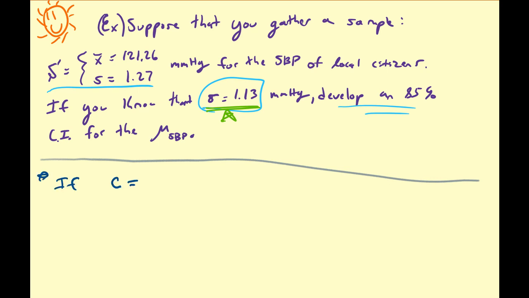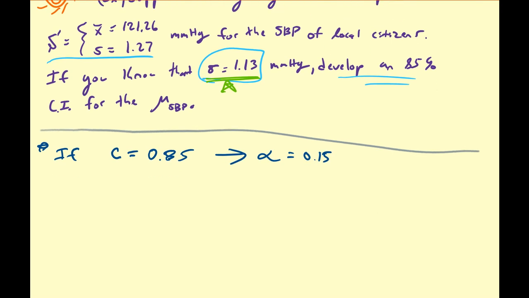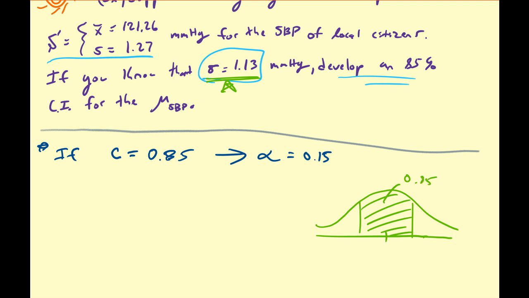the level of confidence is equal to 0.85, this implies that the level of statistical significance is going to be 0.15. So if we draw a picture of pretty much what we're going to look for, we're going to develop a confidence interval, and let's assume we're going to develop a symmetric one around the mean, and we want this area right here to be equal to 0.85. So if that is the case, then this area right here is going to be equal to half of 0.15, and the other half is going to be on the left-hand tail.